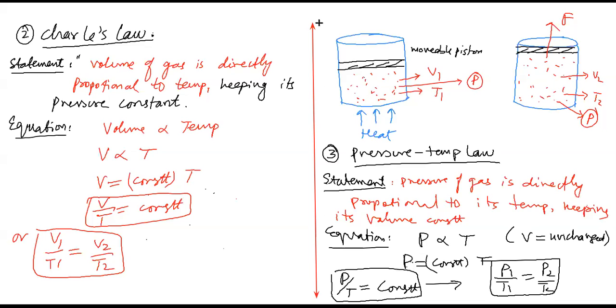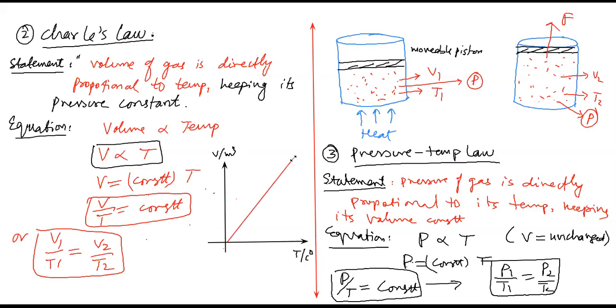In the previous law, we needed to make the graph, although the graph is very simple, of volume and temperature. So temperature is over there and volume is over there. As both are directly proportional to each other, you know that when two things are directly proportional, the graph is always a straight line through origin.